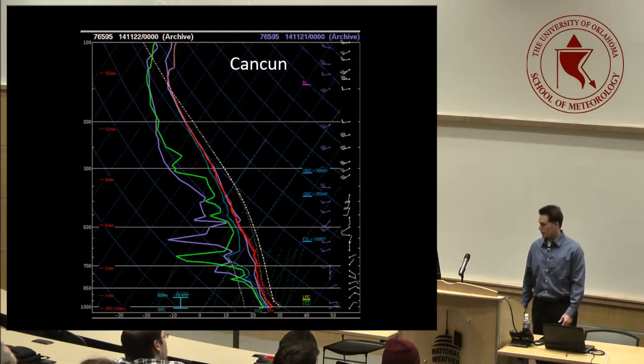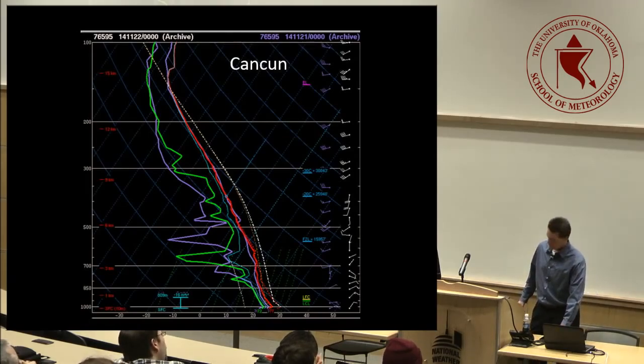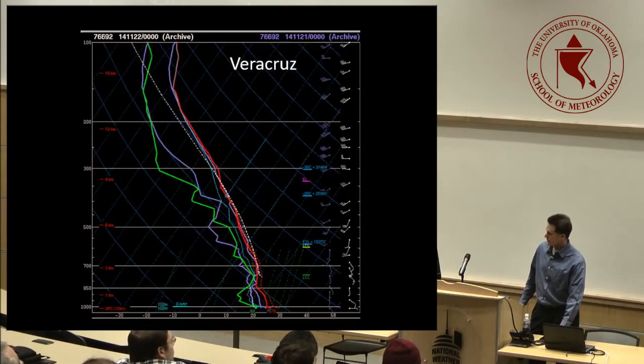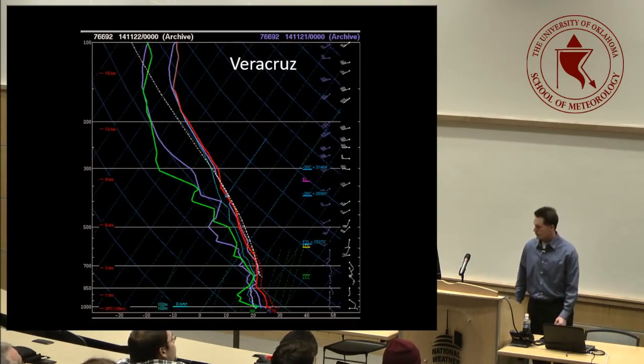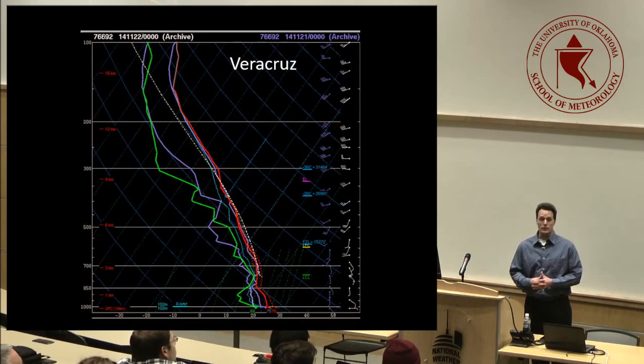Cancun is essentially fully tropical now, low 70 dew points. They continue to slowly moisten down there. Veracruz, interesting drying just off the surface. And this is a good example of why you need to look at the soundings and not just assume. You could say, well, it looked moist yesterday, I don't expect any change. I don't actually have a good explanation for that drying in the layer, but the surface dew point looks like it didn't change from the day before.